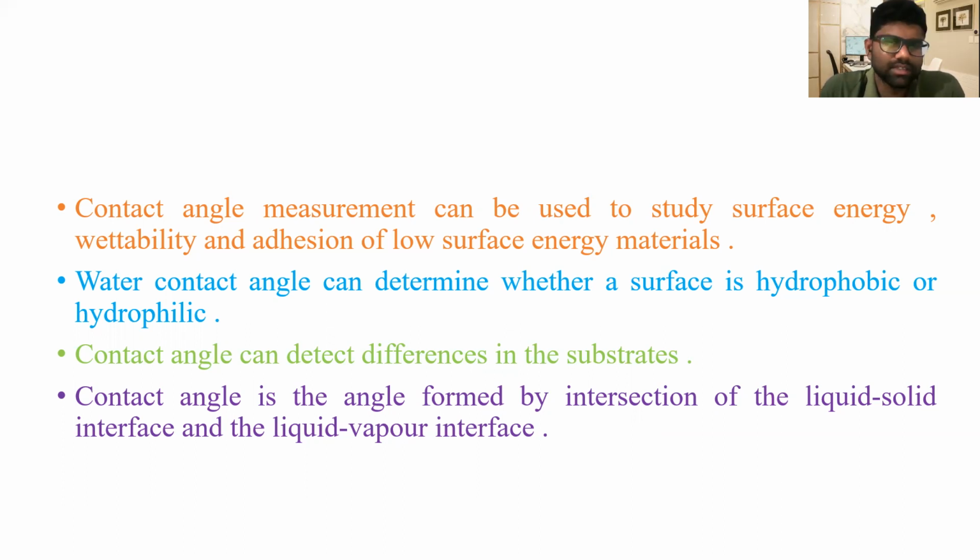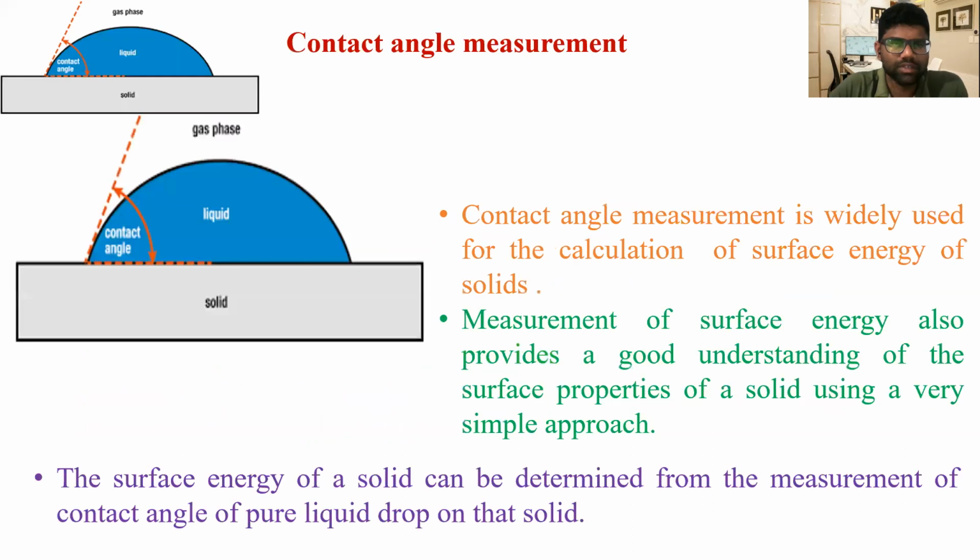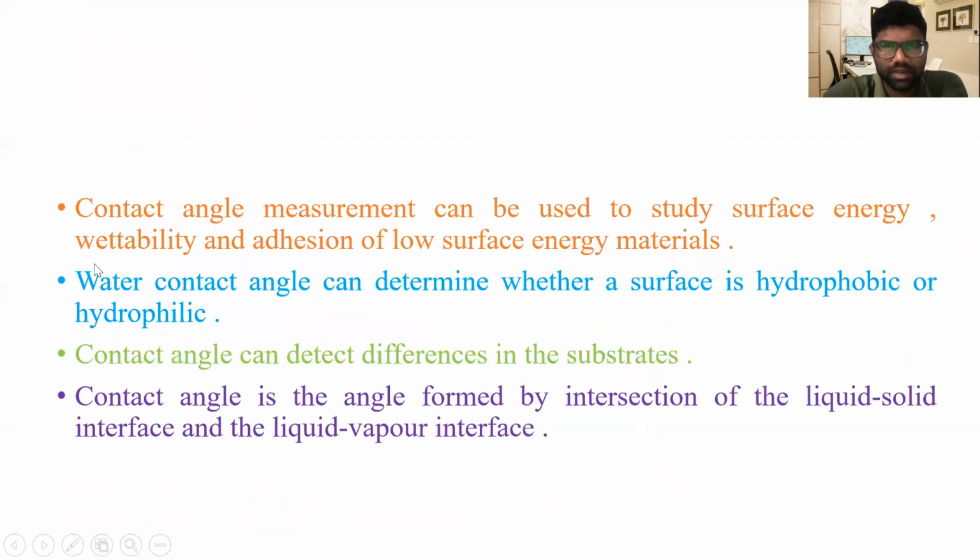Contact angle is the angle formed by the intersection of the liquid-solid interface and the liquid-vapor interface. Here we have the liquid-solid interface, and this is the liquid-vapor interface. This is liquid and this is vapor, which can be said to be gas as well. So the liquid-vapor interface is this one, the liquid-solid interface is this, and the angle between them is the contact angle.